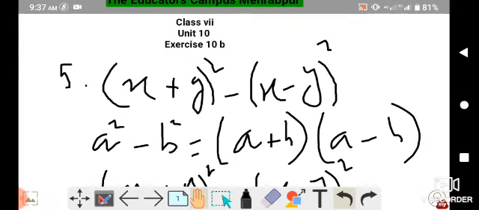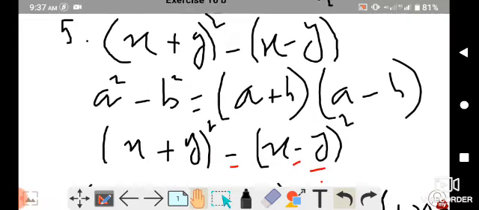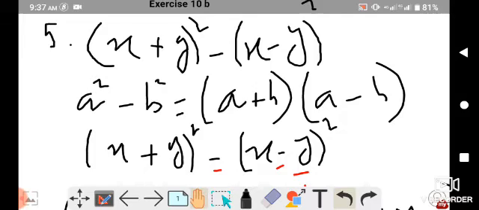Question number 5, again I am repeating, see now. Question number 5 is (x + y) whole squared minus (x - y) whole squared. Beta, we have to solve this, and we know that this question is a condition of the formula a square minus b square. In this formula, two brackets should be formed. One bracket is positive, a plus b. One bracket is negative, a minus b.